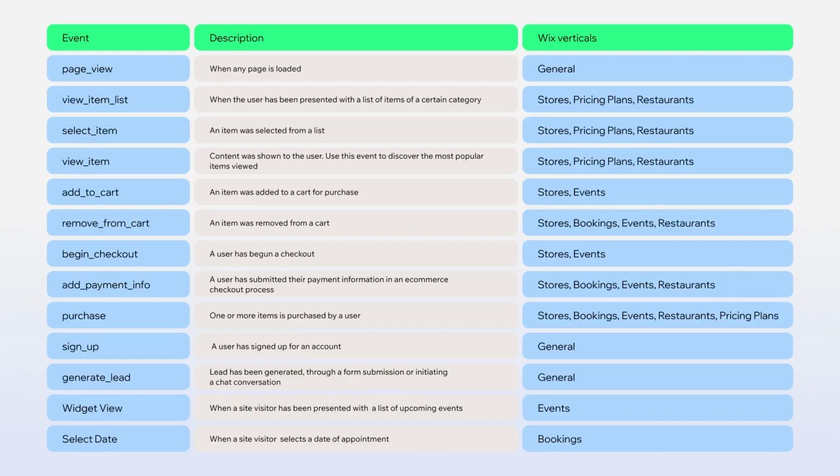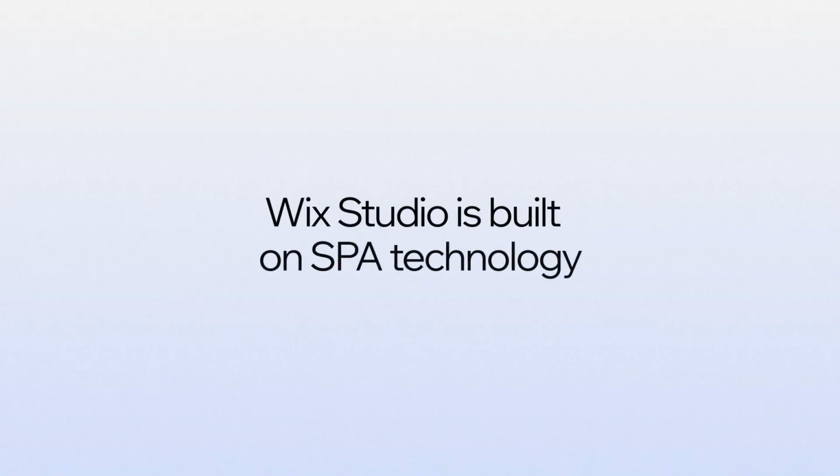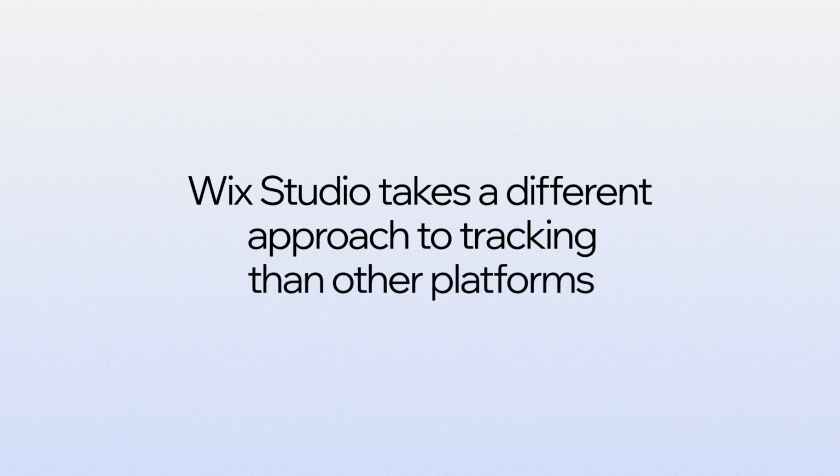Also, Wix Studio provides a set of ready-to-use business events like page views, clicks, leads, purchases, and more, which means you don't have to manually define them. Instead, your Google Analytics events are available right out of the box. It's worth noting that Wix Studio is built on a single-page application technology, or SPA for short. That means it takes a special approach to tracking, which might be different from other platforms you've used. Rest assured, any of these differences are covered from our side. The actions required by you are straightforward, and we'll guide you through them in our lessons.